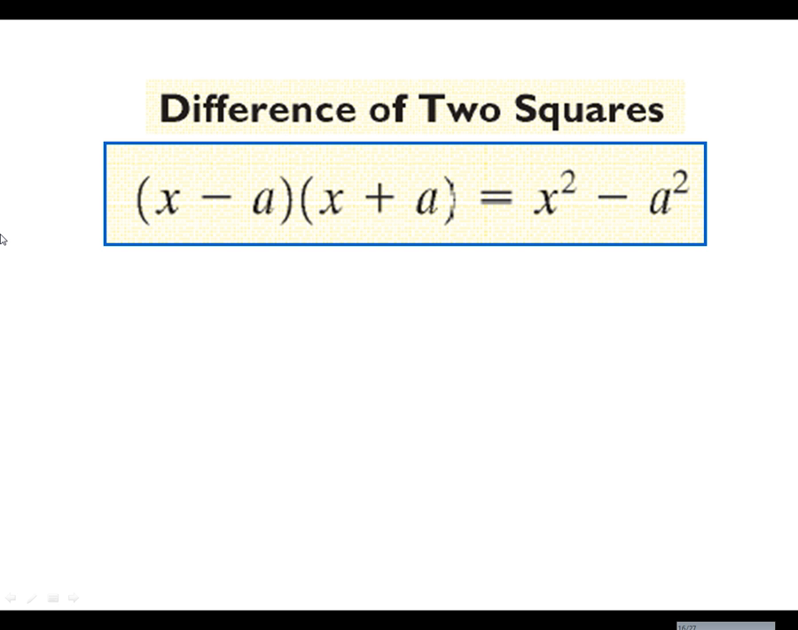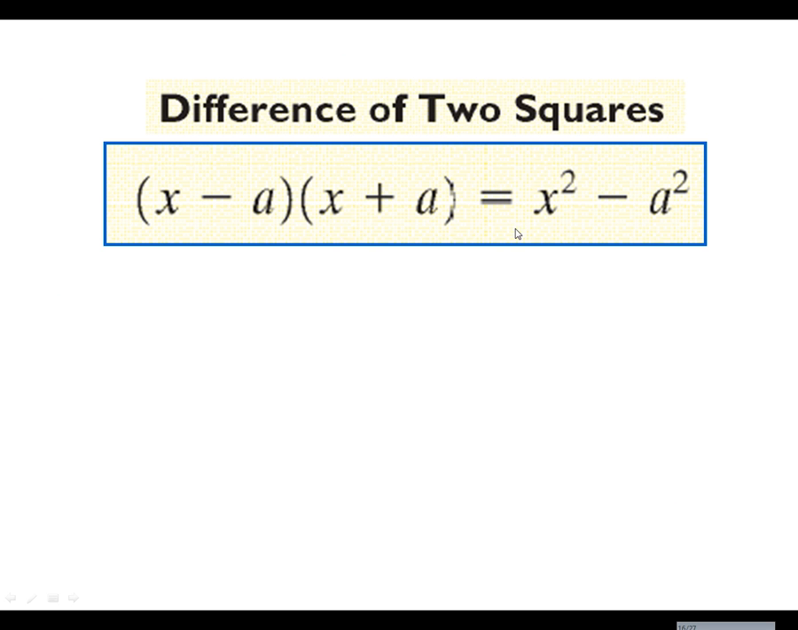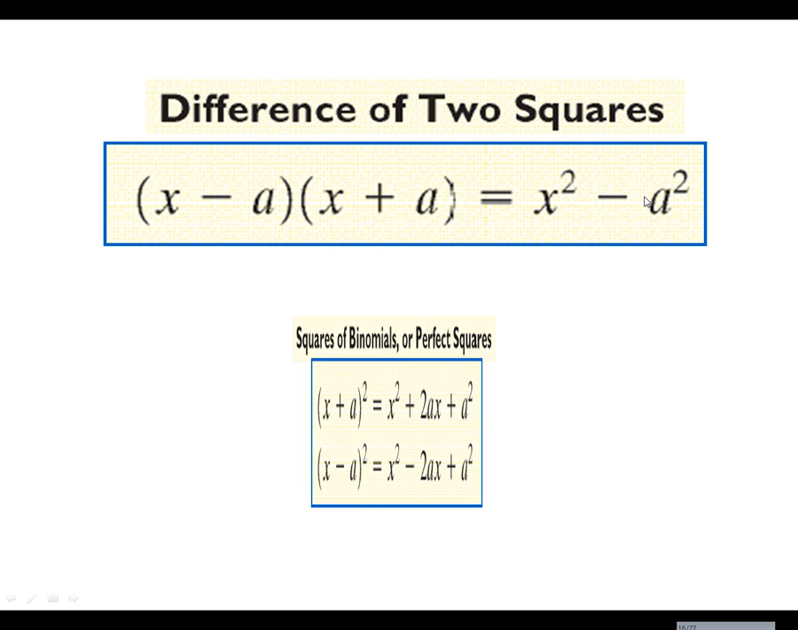Okay, so here are those special products that we talked about. If it's an x minus a and an x plus a, we lose the middle term. Remember, that was this one right here. The minus 4x and the plus 4x cancel each other, and we can just do the F and the L of foiling. The O and the I, the middle terms, cancel. So we get x squared minus a squared.